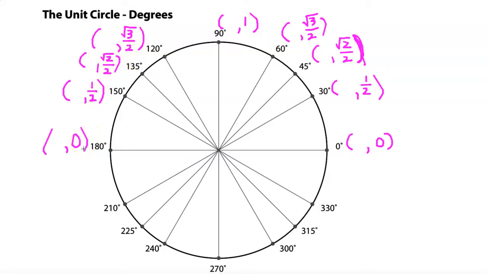And then you sink down into the negative numbers. So here you're at negative 1/2, negative root 2 over 2, negative root 3 over 2, negative 1. And then you come back up, negative root 3 over 2, negative root 2 over 2, negative 1/2, and back to 0. So those are all of the y values.